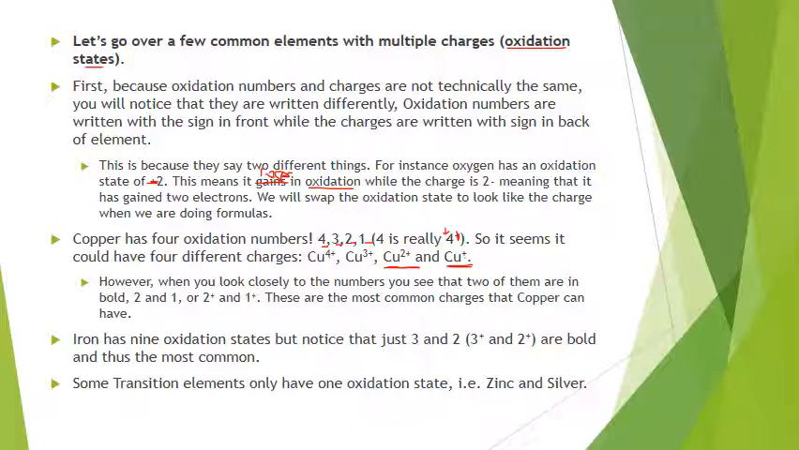If you look at iron, it has 9 oxidation states, while the 2 and the 3, I put the pluses on the wrong side, okay, +3 and +2 are bold, and thus the most common oxidation states. So the oxidation would be +3, the ion would be 3 plus or 2 plus. Some transition elements only have 1 oxidation state, like zinc and silver. This is 2 plus and 1 plus.